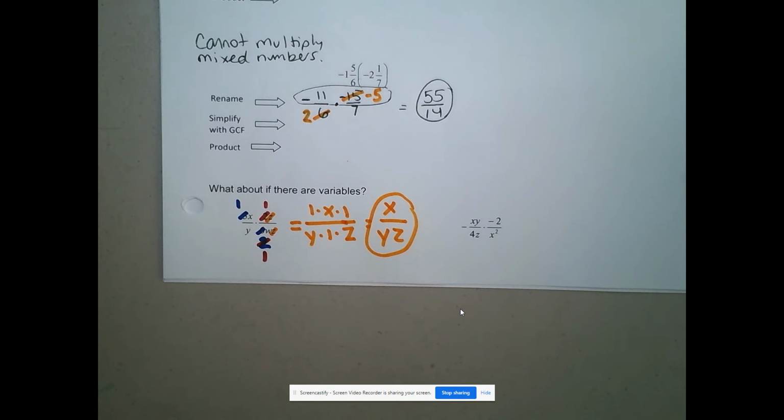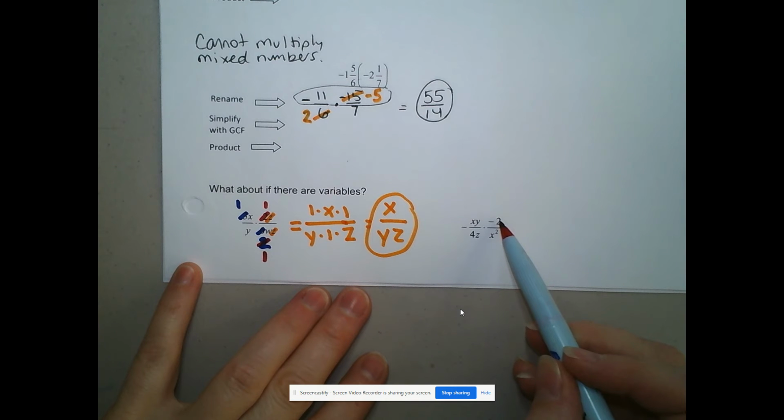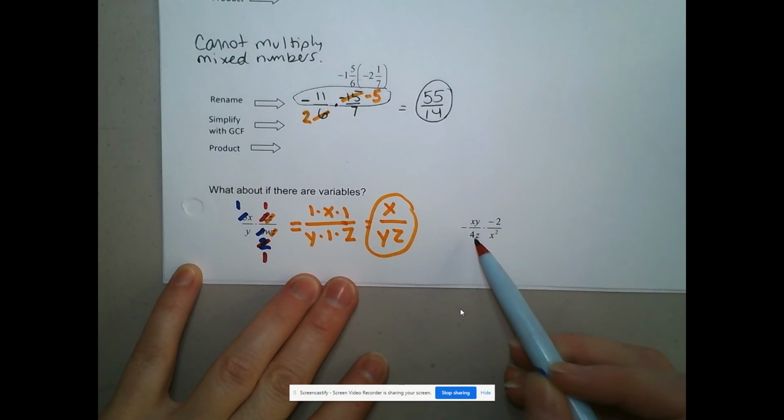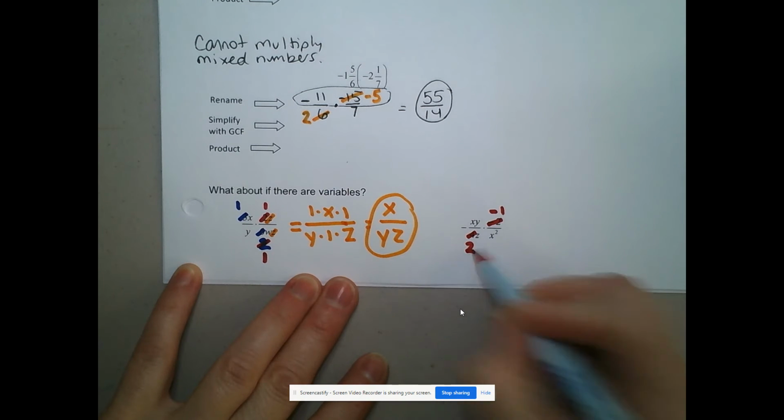So if we look at the question next to that, we notice first off that there's a negative sign and a negative sign, which means we know the answer is going to come out positive. I'm going to look at the numbers first. I've got a negative 2 with a 4. So negative 2 and 4 are both divisible by 2. So this will be negative 1, and 4 divided by 2 is 2.